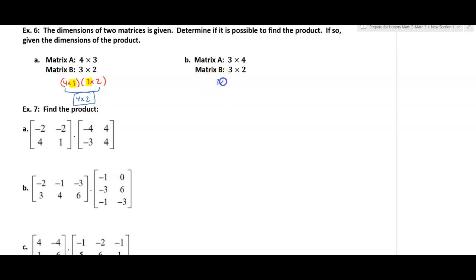The next one, I have a 3 by 4 times a 3 by 2. Do these match up? No. Therefore, not possible to multiply, right? Because the columns in the first matrix do not match up with the rows of the second matrix. So now, when we go to multiply these, okay?